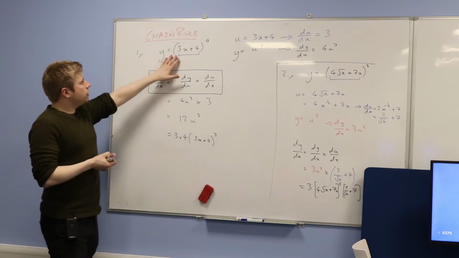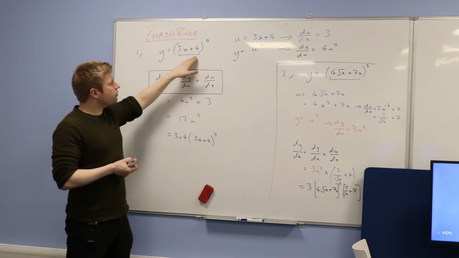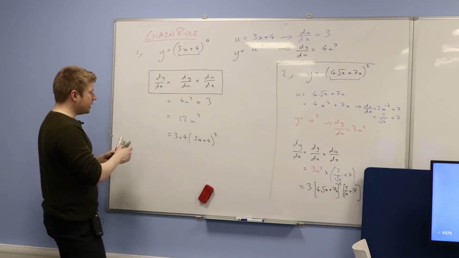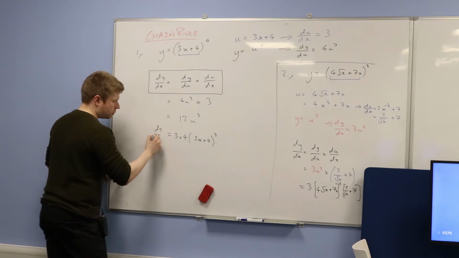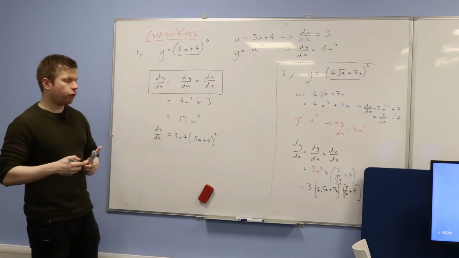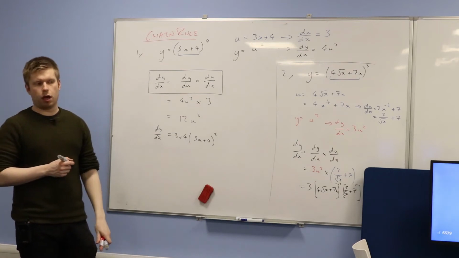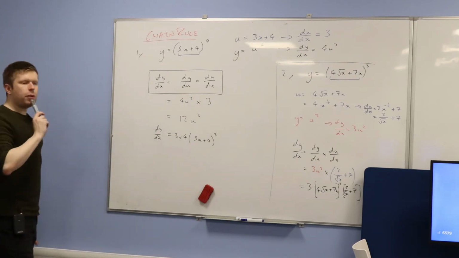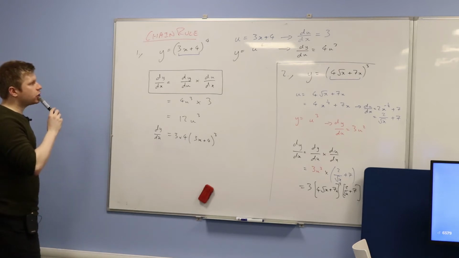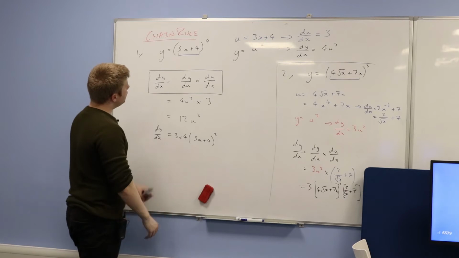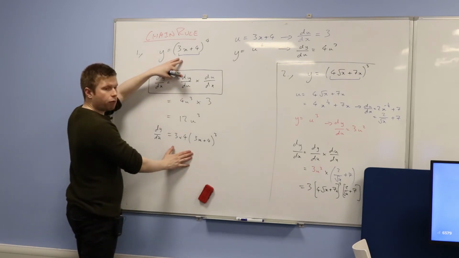Remember where we started. We started with y equals 3x plus 4 all raised to the power 4, okay? And I ended up with dy by dx equals 3 times 4, lots of 3x plus 4 all raised to the power of 3, okay? Can we notice a pattern? Can we notice what's actually happened here? So, first things first, we need to have a look at the two functions separately.